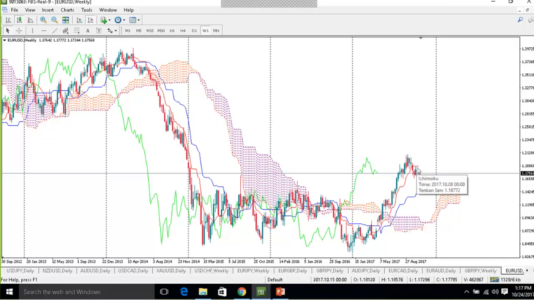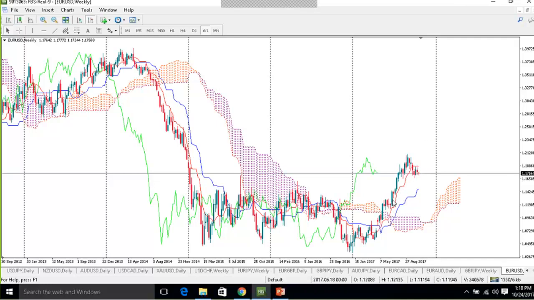The red one is the short-term moving average. In the basic settings, it has 9 periods. The blue line is a longer-term moving average. In the basic settings, it has 26 periods. So if you worked with moving averages, you know that if the moving average with smaller time period is above the moving average with bigger period, then we are in the bullish market.